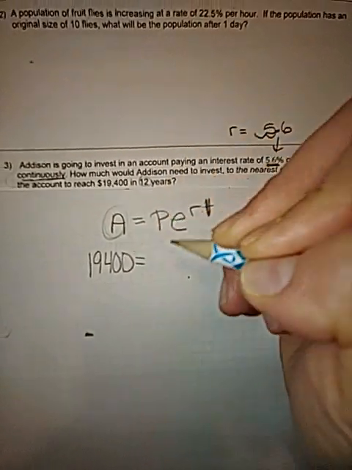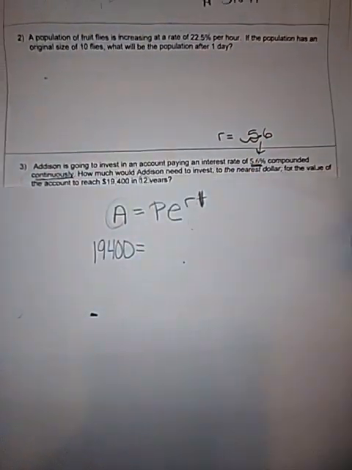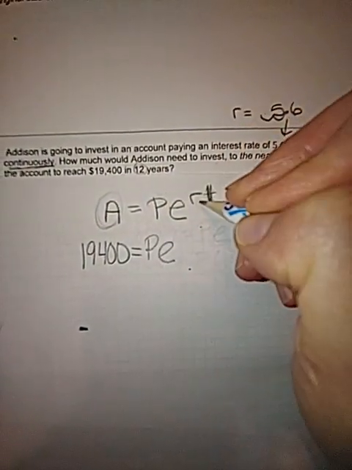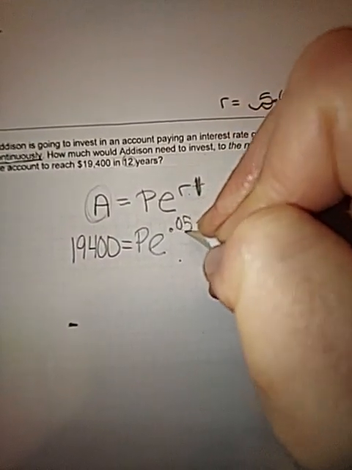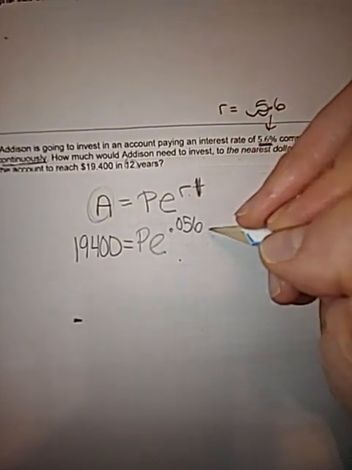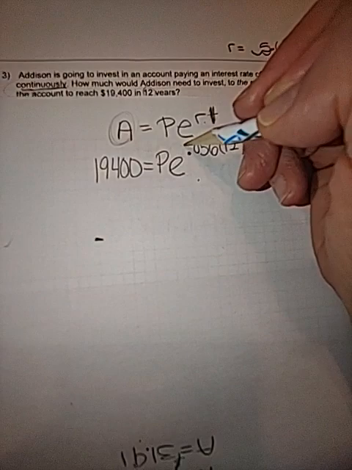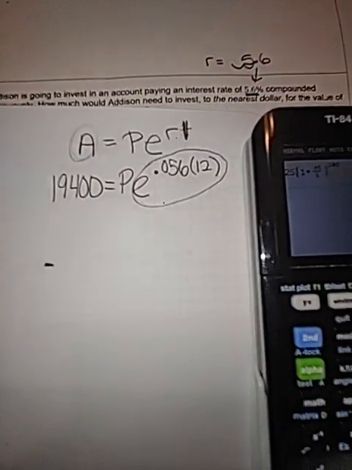So because she wants her account to grow to $19,400, that's going to go in the A spot. So I'm looking for my principal amount. This one's a little tricky. My rate goes in as 0.056, and my time is 12 years. All right, so I'm solving for P. So this is just a numerical value because e is a constant. So I'm going to find out what that equals.